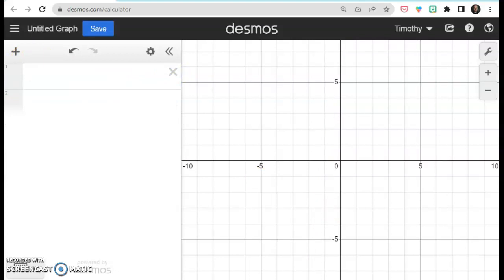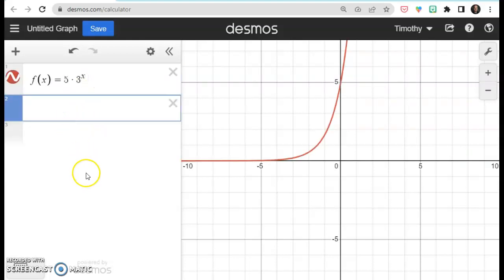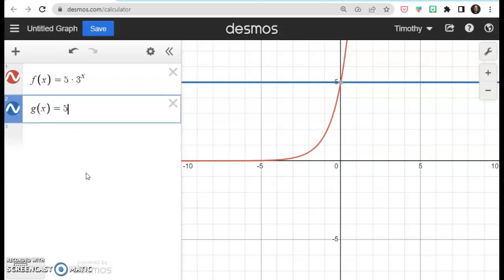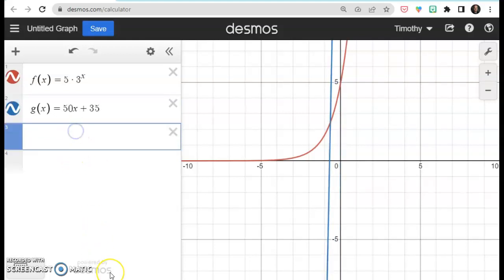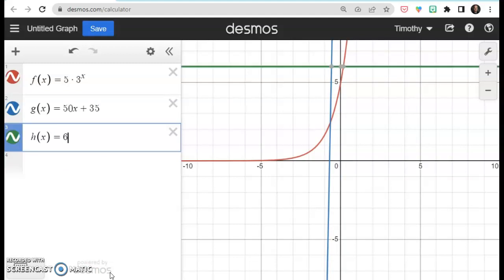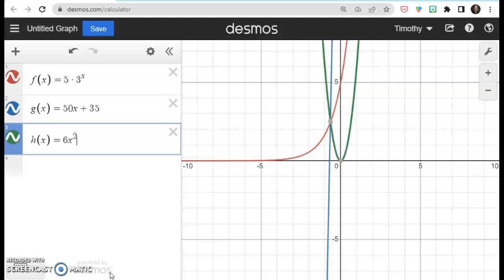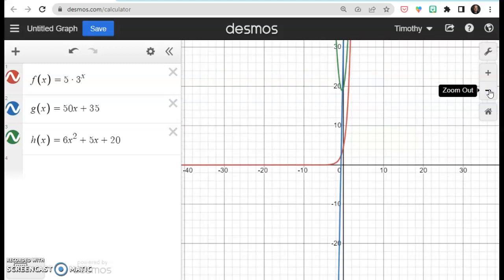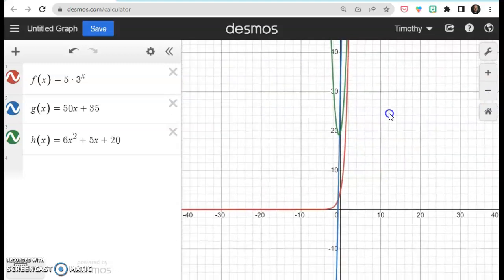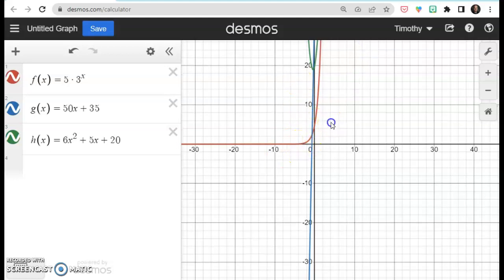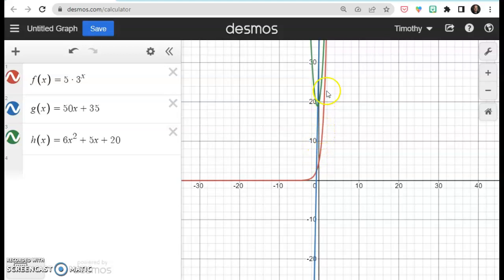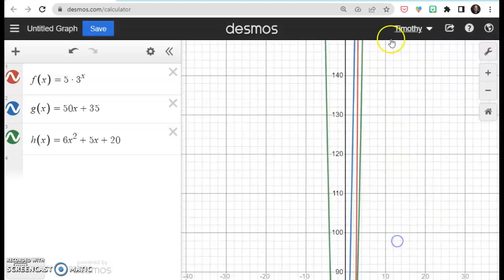Each of the functions we have, one of them is f of x equals 5 times 3 to the x. The other one is g of x equals 50x plus 35. And then h of x equals 6x squared plus 5x plus 20. Alright, so it's kind of hard to see, but you see all of them working here. As you go left to right on the x-axis, we want to see the one that increases at the fastest rate.